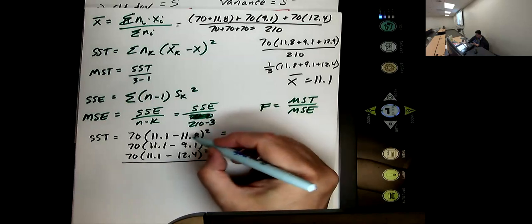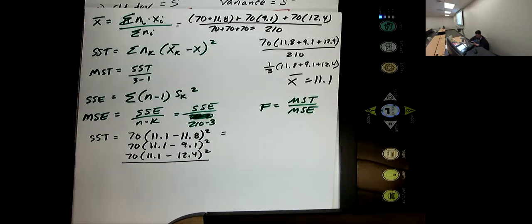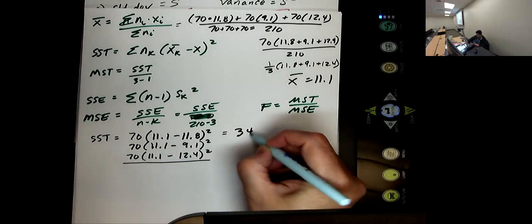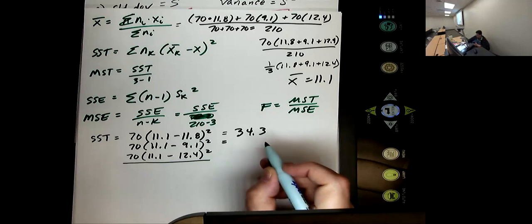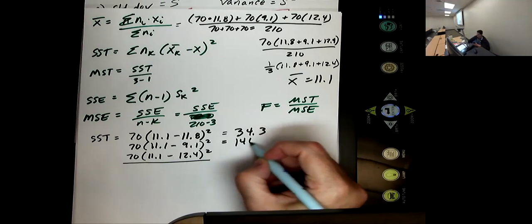This is 0.7 squared is 0.49. 70 times 0.49 is 34.3. 11.1 minus 9.1 is just 2. 70 times 2 is 140.